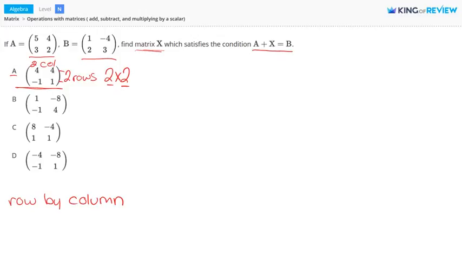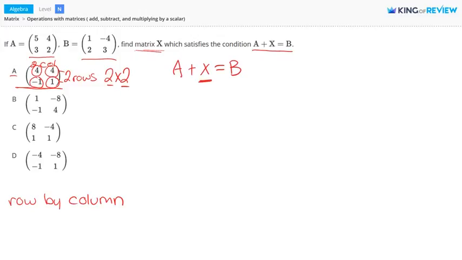Each number in the matrix is called an entry. So each of these are different entries. This particular matrix has 4 entries. So let's look at our problem here. We have A plus X equals B, and we're trying to solve for X. We want to know what matrix X is.